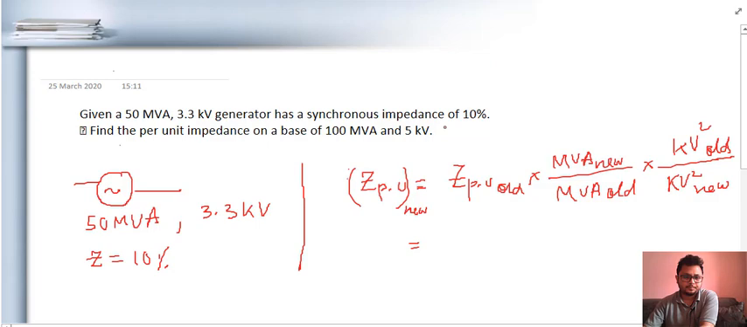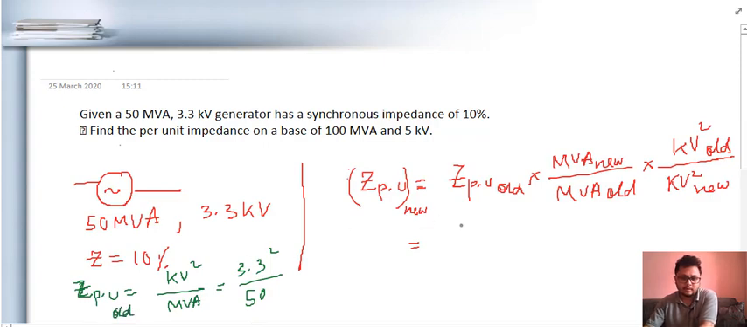We know Z per unit is kV square by MVA. This is the old value. So kV square, how much? 3.3 kilovolt squared, and MVA it is 50. So this is the old value.